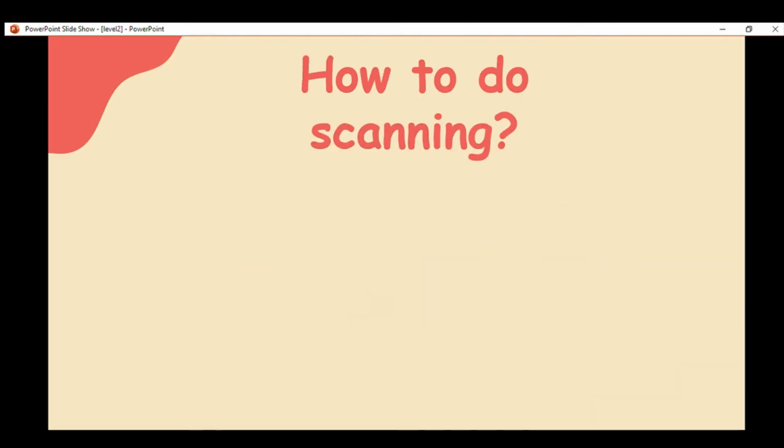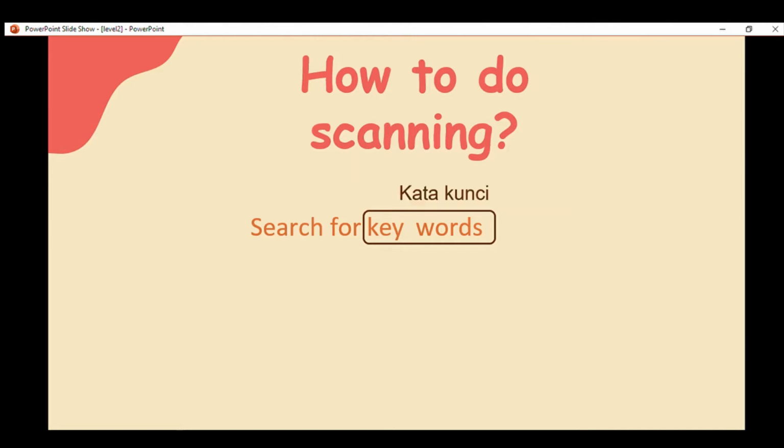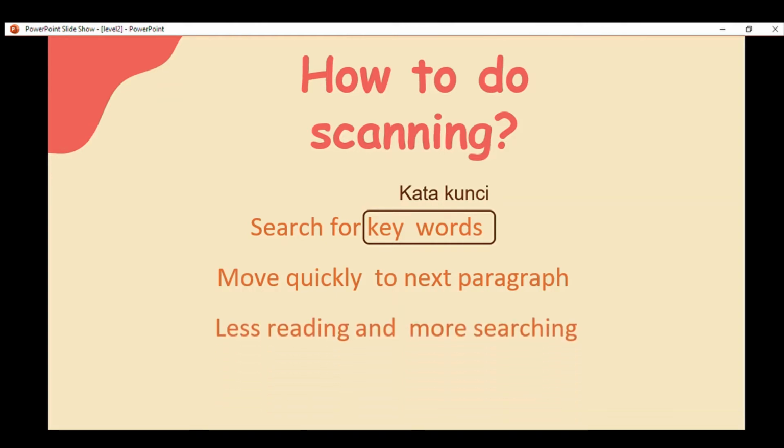How to do scanning? First, you need to find out the keywords. What are keywords? Keywords, it's kata kunci. So you need to find the keywords in the story, and then after that, move quickly to the next paragraph. In the next paragraph, you also need to find the keywords. In scanning, you do less reading but more searching, finding out the keywords.